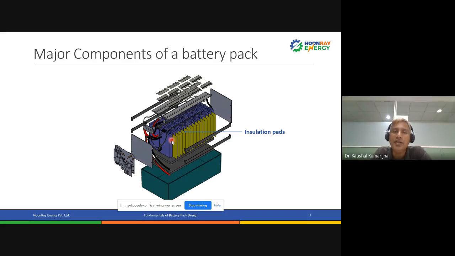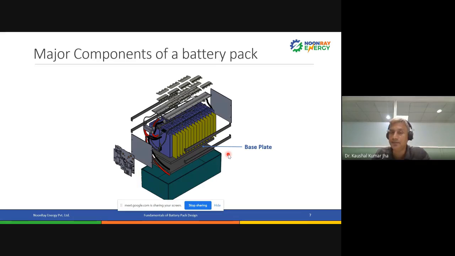The next one is the insulation pad. The two cells should not come in contact together, especially when they are in series, to prevent current leakage. We need to provide the insulation pad. This is an electrical insulation pad. However, the problem with an electrical insulation pad is that most of the time it also becomes a thermal insulation pad, so these cells cannot release the heat to other cells.